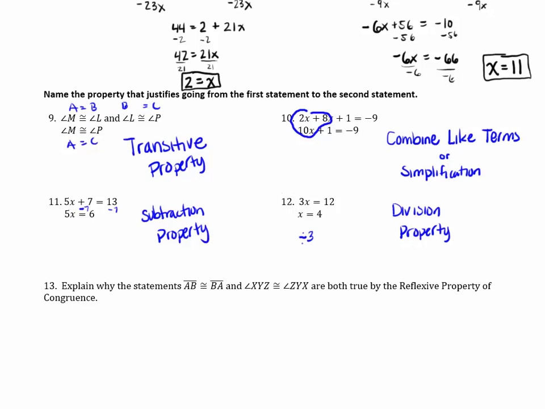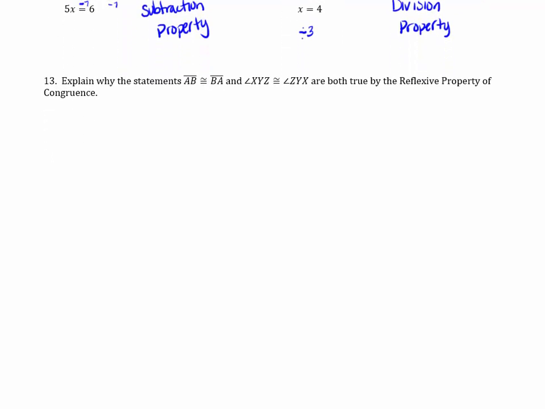All right, problem number 13. Let's take a look at this one. Ooh, an explanation. That looks like fun. Okay, explain why the statements AB, that's line segment AB, is congruent to line segment BA, and why angle XYZ is congruent to angle ZYX. Why are they both true by the reflexive property of congruence?